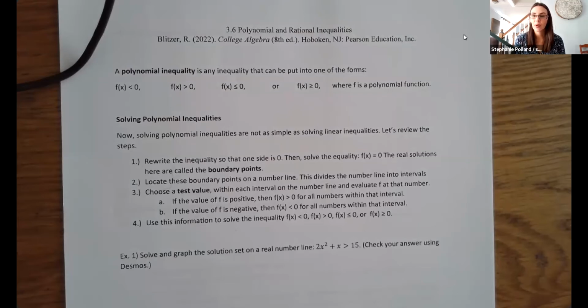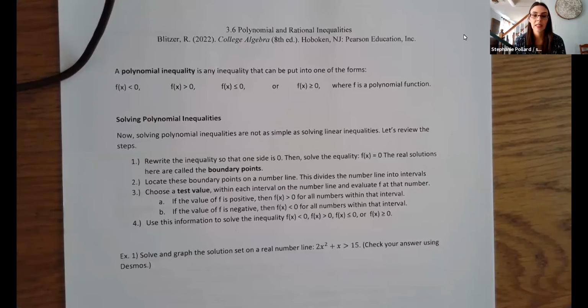In solving polynomial and rational inequalities, the processes are very similar together, but they're actually quite different than when we did linear inequalities. If you think back to linear inequalities, we just worried about flipping that inequality symbol if we multiplied or divided by a negative. Otherwise, the solving process was very similar to solving equations. And that's not true with polynomials and rationals. It's actually a bit more complicated.